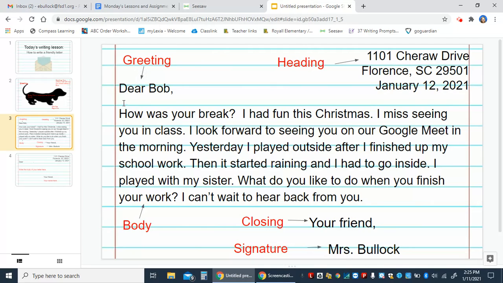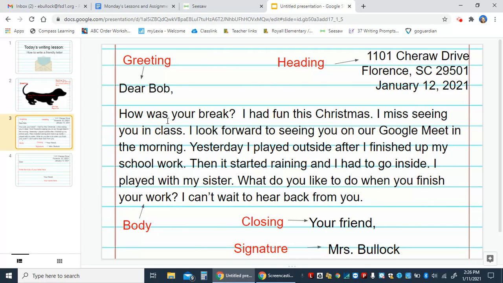So then I come down to the left side of my paper, and now I'm doing what's called the greeting. So I said, Dear Bob, and I put a comma. I'm going to go down to my next line. This is where I wrote my letter. Usually in the body of a letter, you could maybe tell some interesting things that you've been doing, but you also need to ask your friend some questions so that when your friend writes back to you, they'll have some things to write in their letter to you, because then they can answer your questions.